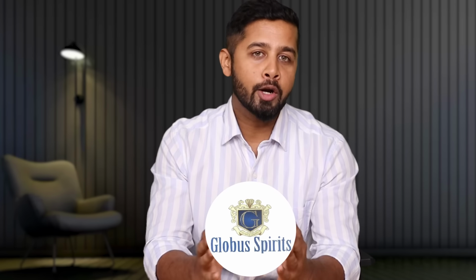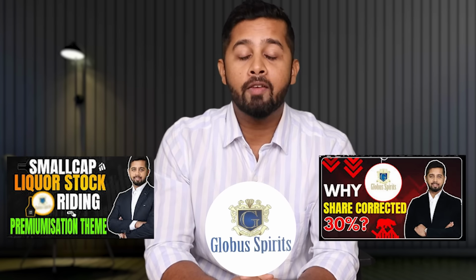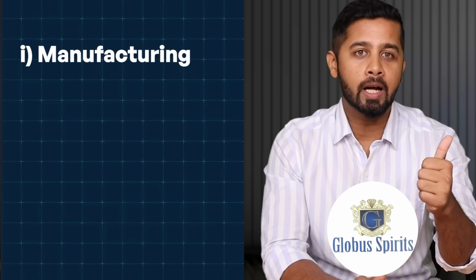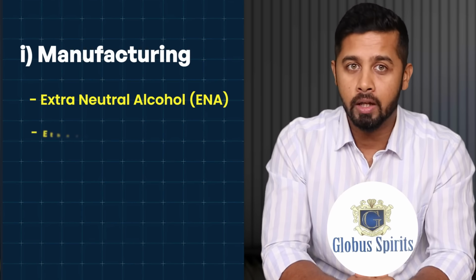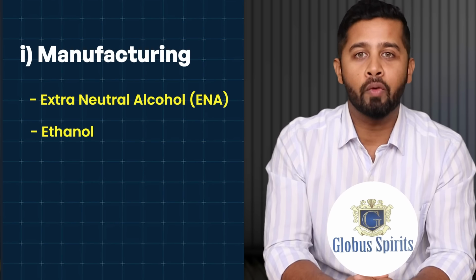Finally, let's look at companies where alcobev constitutes a part of the company revenue. So first company in the list is Globus Spirits. Now I don't want to get into the detail of this company as I've already done 2 detailed videos on it where I've clearly explained its business model. Just to briefly explain, it has got 2 business segments. First is the manufacturing segment where the company produces extra neutral alcohol, that is ENA, as well as ethanol. This ENA is used as a raw material for alcohol production that is supplied to various companies.